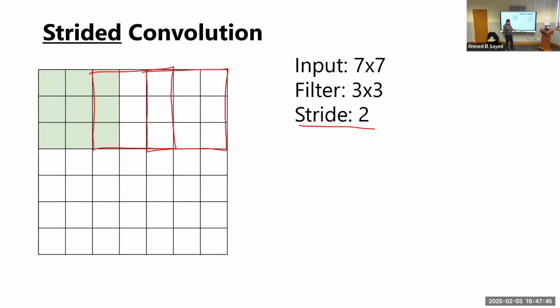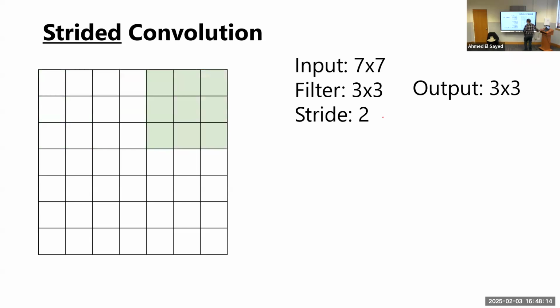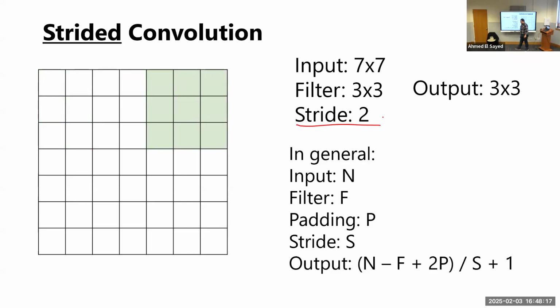Okay. In this case, I'm having 7 by 7 as an input. The output in this case will be 1, 2, 3. So it will be 3 by 3. Okay. Now, how can I relate this to this to this to produce this? We can relate them with this equation. So let's apply this equation and see how it will work.